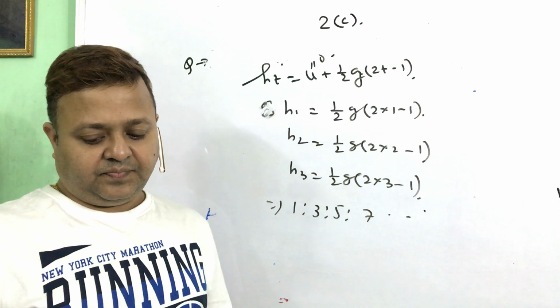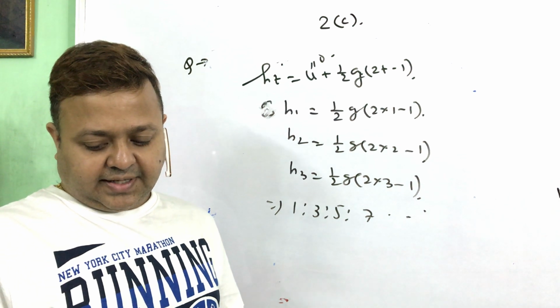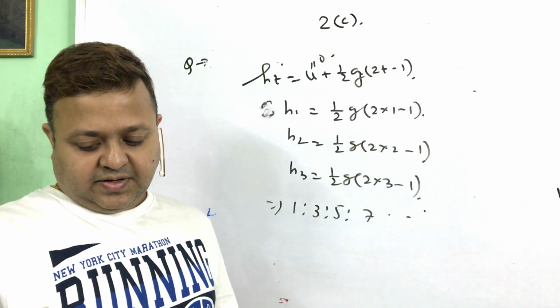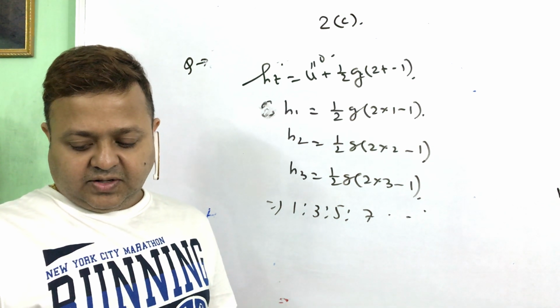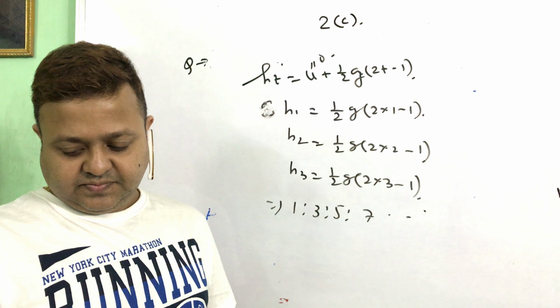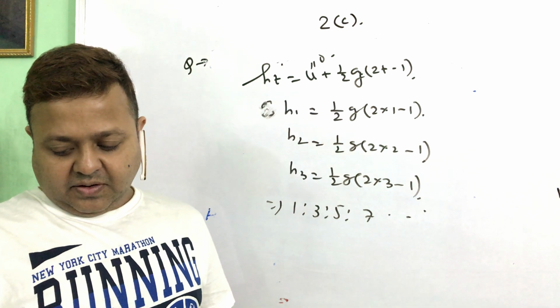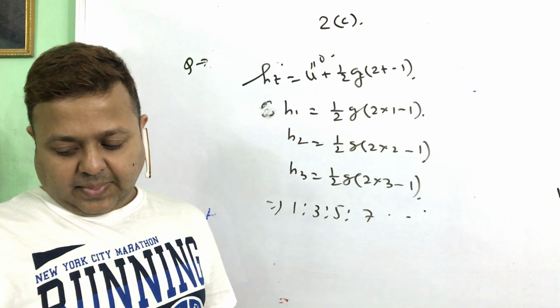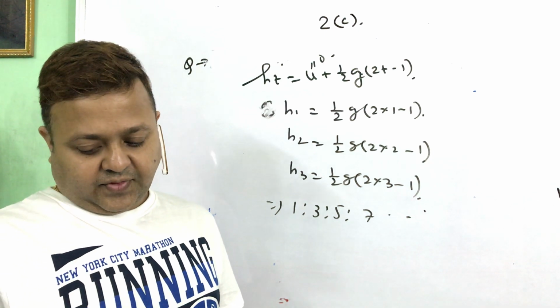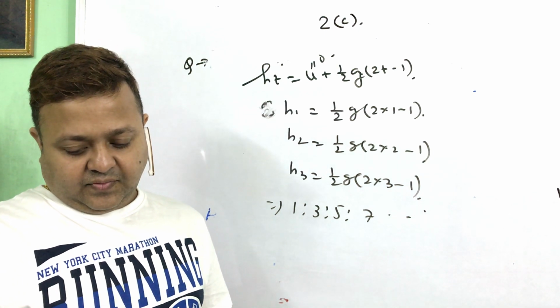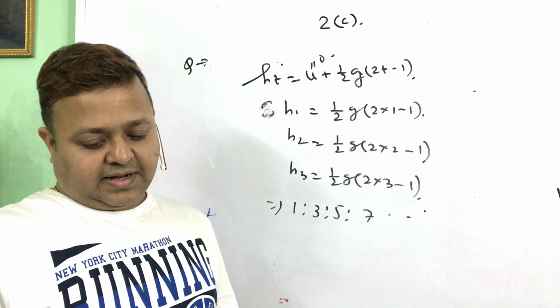Next, number 6. A balloon is moving up with a velocity of 5 meter per second in upward direction. At t equal to 0, the balloon is at the ground. At t equal to 10 second, a ball is let go from the balloon. Find the speed of the ball at the ground.